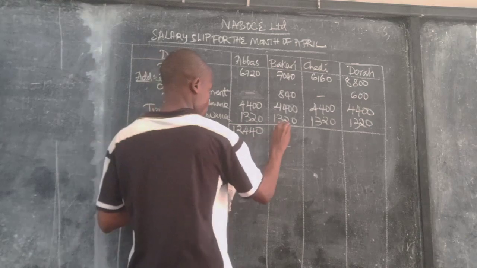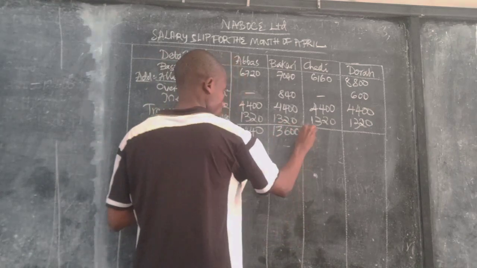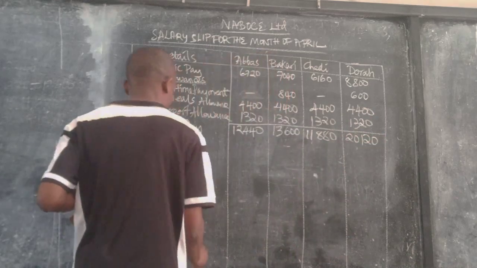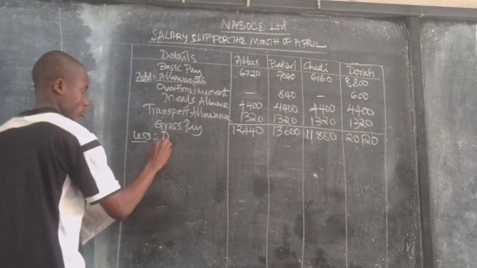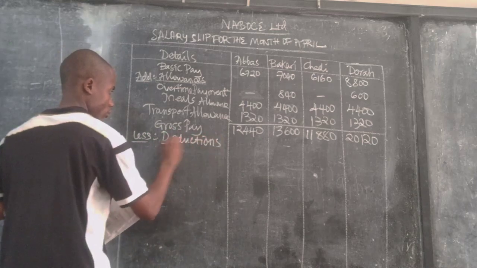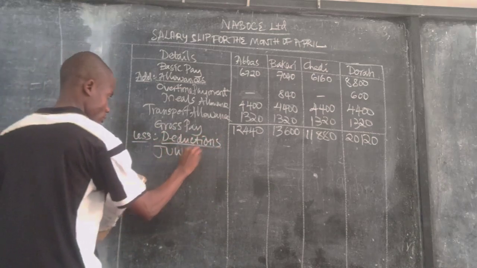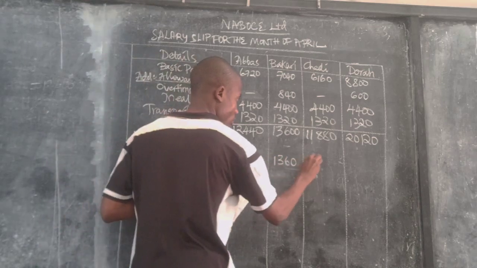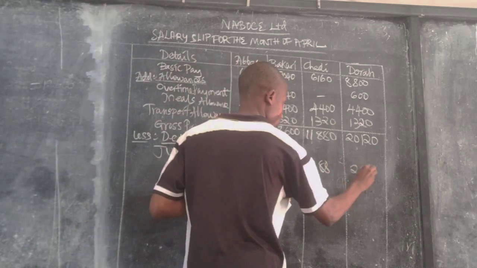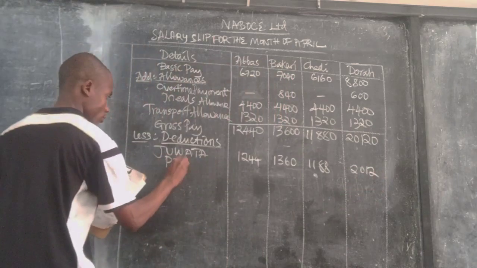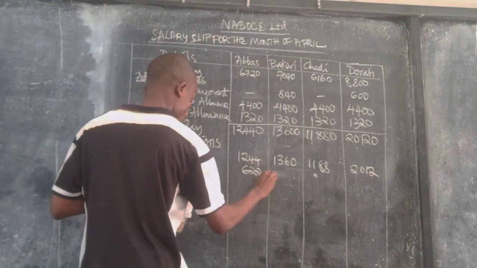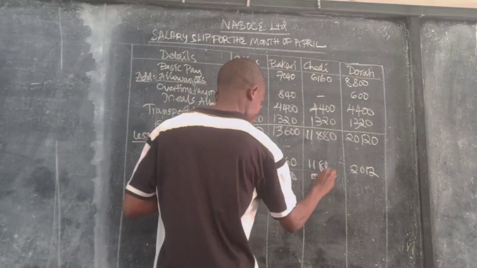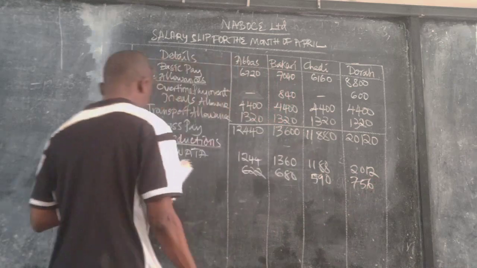For Abbas, you add all of it, you'll get 12,440. And basically, we already calculated gross pay. Do you remember? So you just put it as it is. Then you say less deductions. Deductions, we also already calculated them. Juwata, we calculated it and we found out it was 1,244, 1,360, 1,188 and 2012. Then we had PPF, employee contribution.